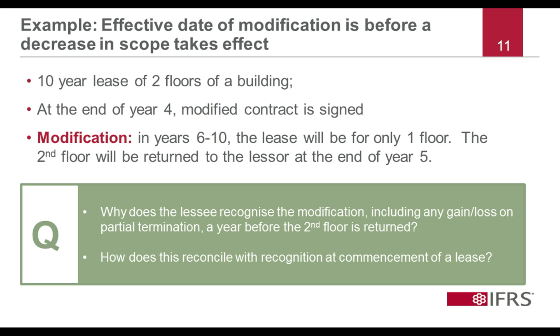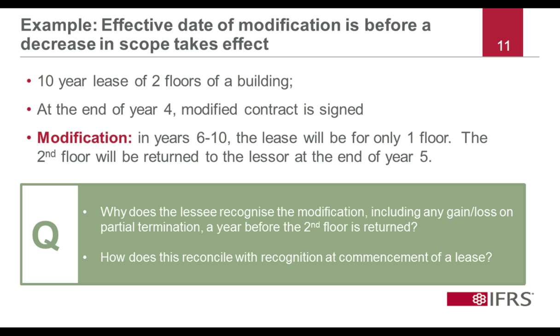The questions that have arisen in this area are an understanding why the lessee accounts for the modification at the effective date of the modification. In our example, the effective date of the modification is a year before the second floor will be returned to the lessor. So why account for any gain or loss arising at the earlier date? Catherine, can you clarify?